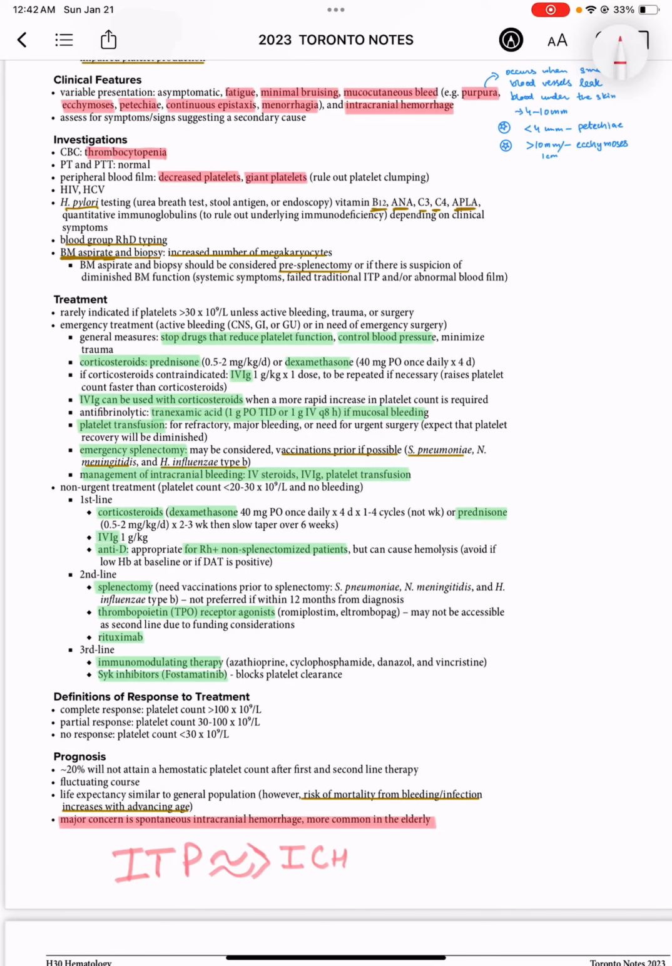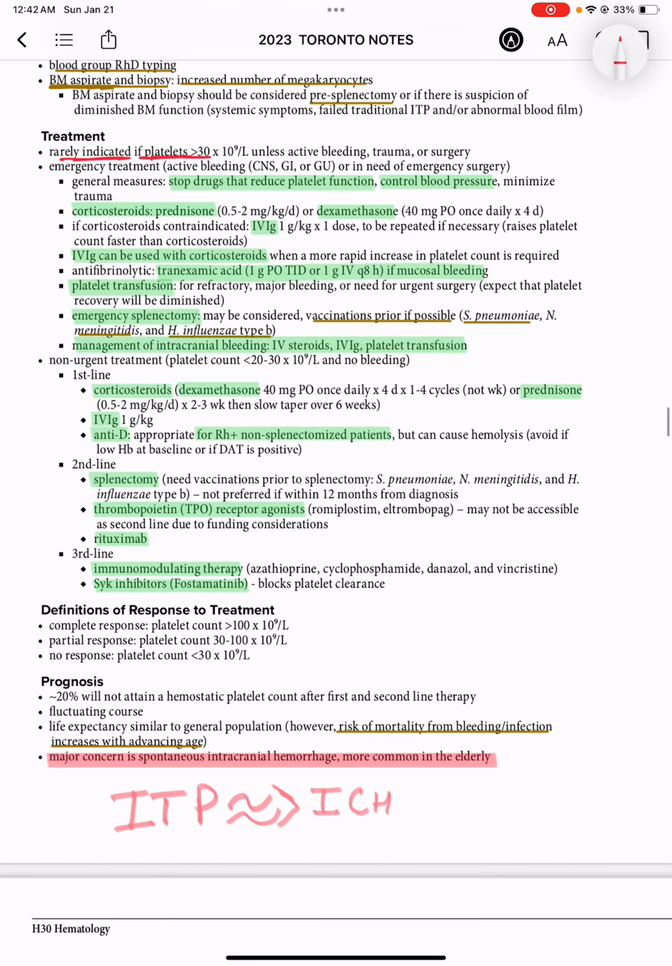So how are we going to treat ITP? We don't really treat if the platelets are more than 30,000, unless there is some active bleeding going on or there was some trauma or surgery. So treatment at platelets of more than 30,000 is rarely indicated. Emergency treatment means when there is active bleeding going on, either in CNS, GI, GU, or they are in need of emergency surgery. Then we go for emergency treatment. Otherwise, we also have some non-urgent treatment too. So these are two different types: emergency treatment and non-urgent treatment.